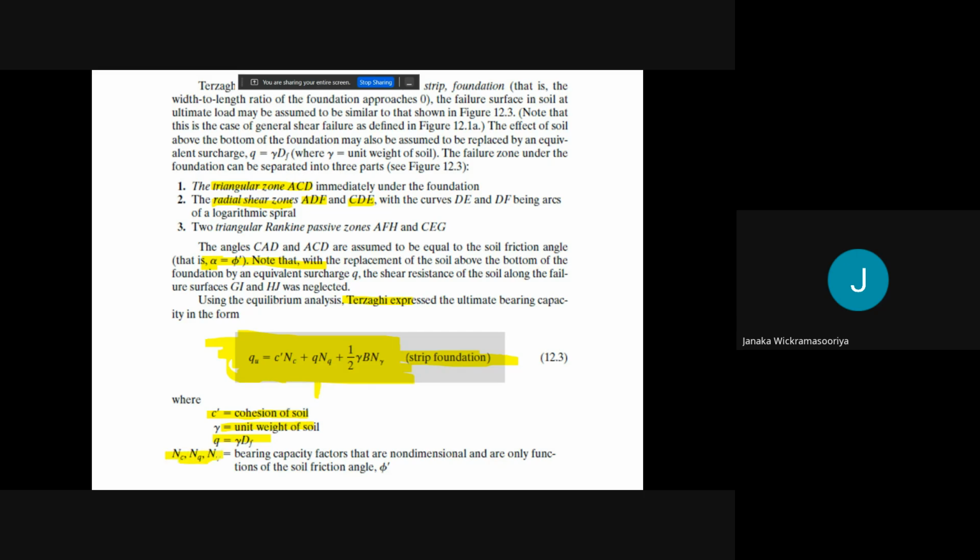And these three factors, Nc, Nq, and N gamma, are the bearing capacity factors that are non-dimensional. That means no dimensions or units are there, and they are only functions of the soil friction angle.